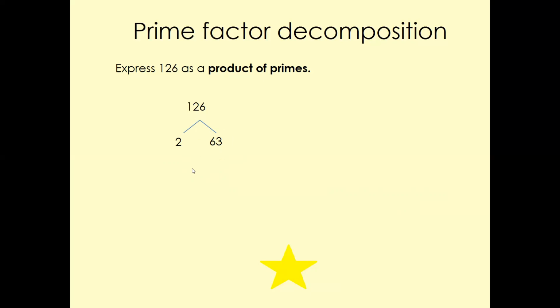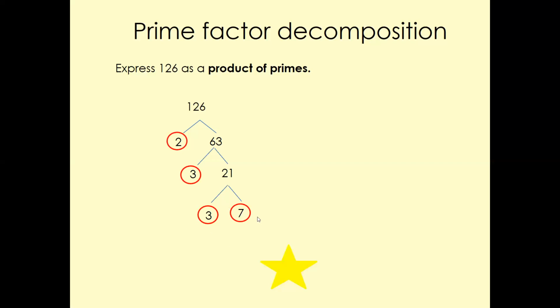So let's try 3, which is the next prime number, and see if we can divide 63 by 3. So that's going to be 3 times 21. Now you cannot break it down further because that is a prime number. Let's try breaking 21 down further. Again, you cannot divide that by 2 because that is an odd number. So let's try dividing 21 by 3. So 3 times 7. Now you cannot break down 7 further because 7 is a prime number.